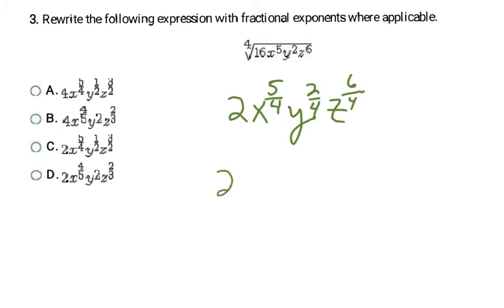So I have the 2. 5 over 4 doesn't simplify anymore, so that stays the same. And then 2 over 4, that simplifies to 1/2. And 6 over 4 simplifies to 3 over 2. And so I just reduced my fractions, and that leaves me with a final answer of C.